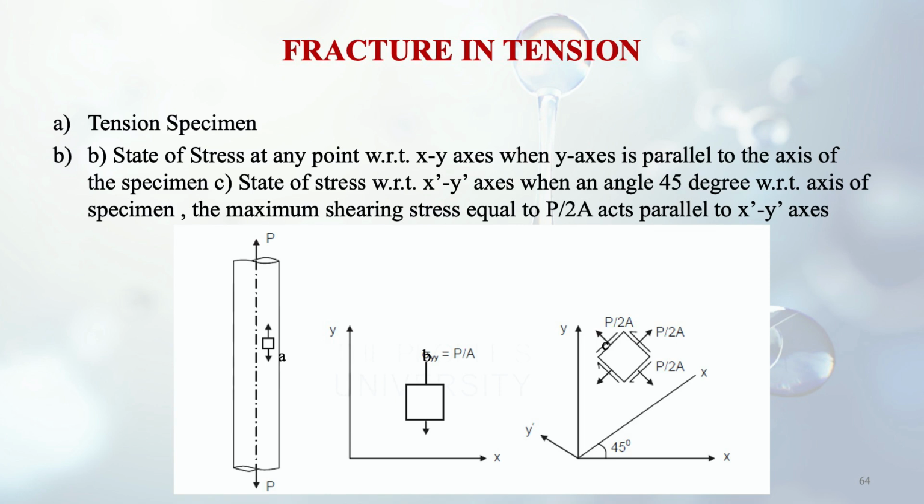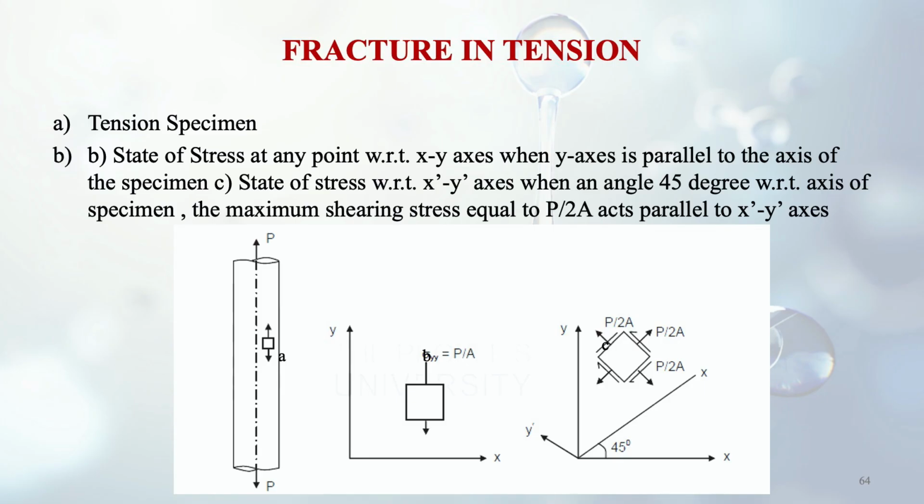In case of figure C, the state of stress with respect to the X' Y' axis is at an angle of 45 degrees with respect to the axis of the specimen. The maximum shearing stress is equal to σ by 2A, and this acts parallel to the X' Y' axis. So here are three different figures. The first one is telling about the tension specimen, and the other two how this material is going to break, at which angle and along which axis.